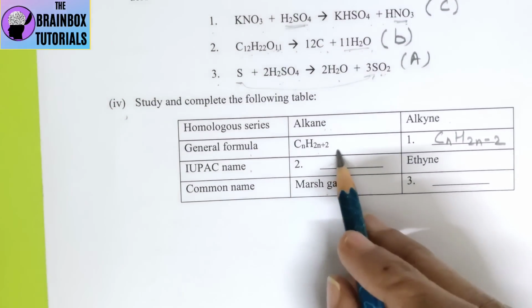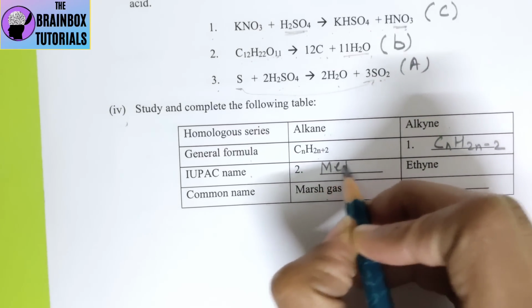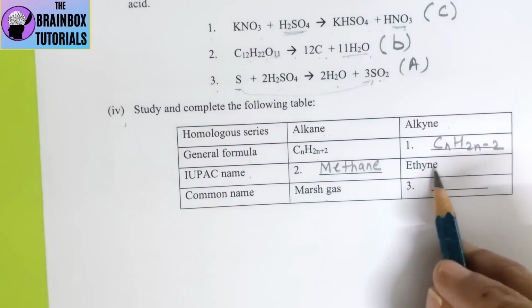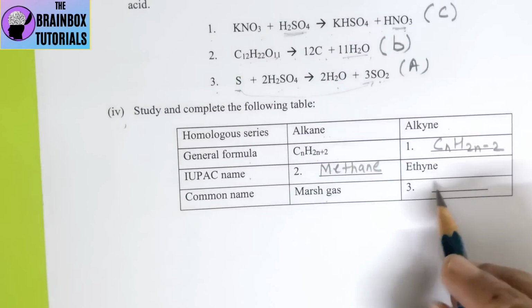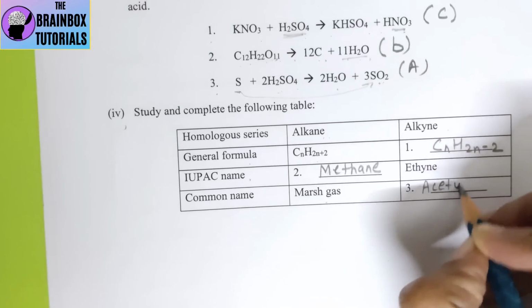Now IUPAC name. So common name is given, marsh gas. Marsh gas IUPAC name is methane. And here ethine is given. We will have to write its common name. Common name is acetylene. So acetylene.